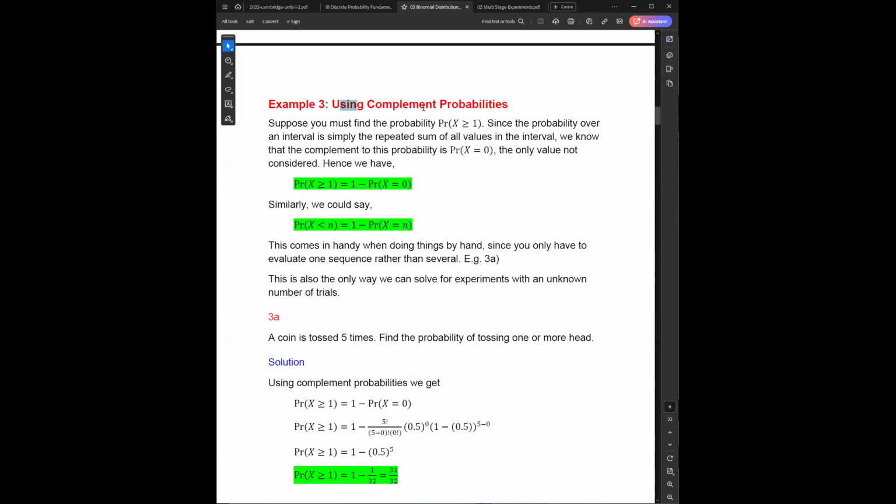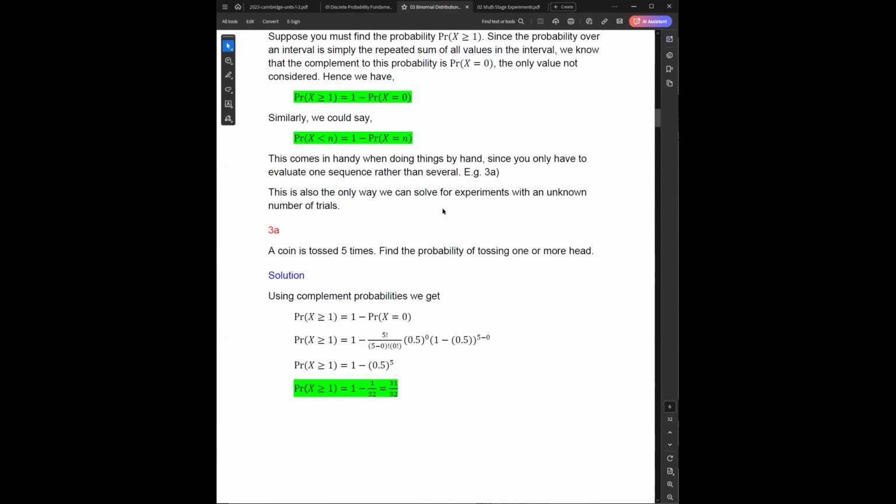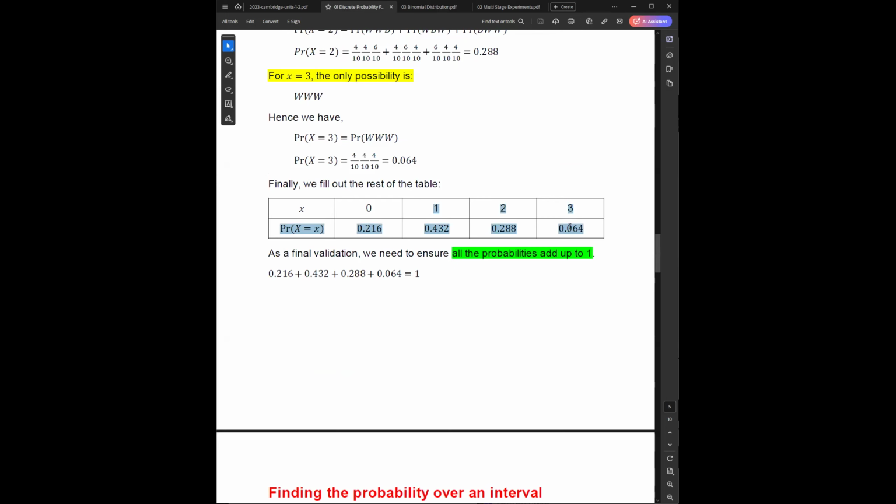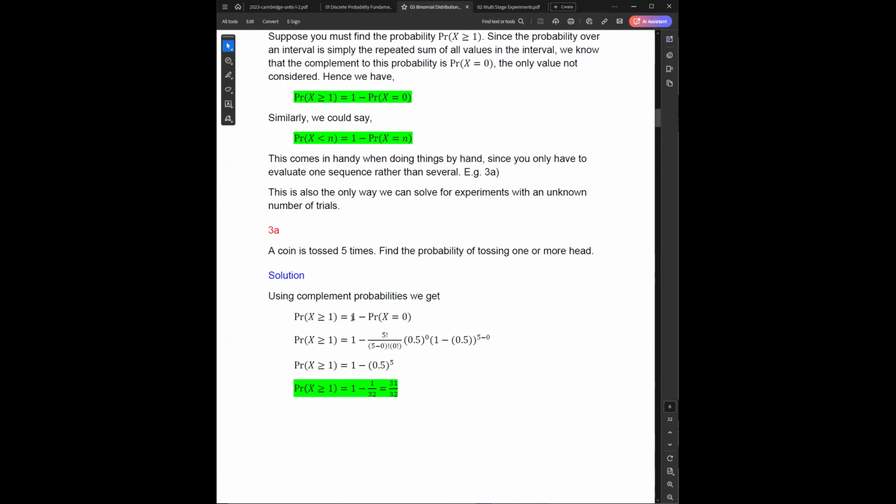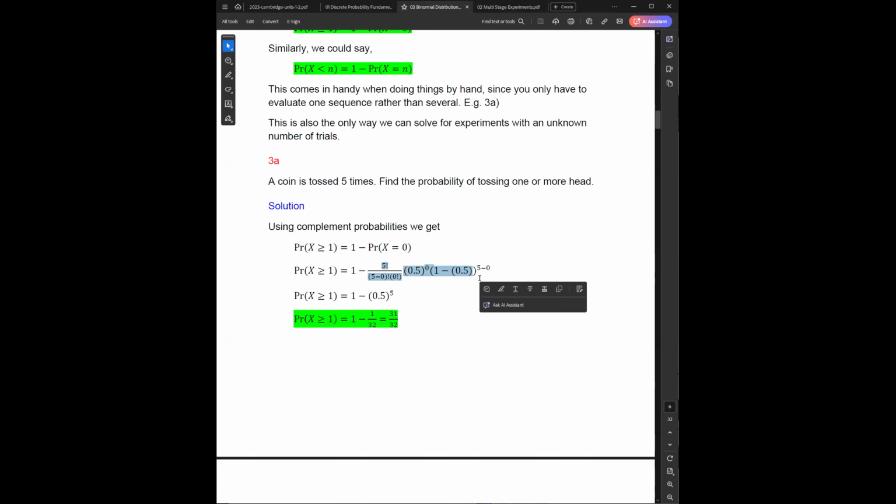Back to what I was saying before, using complement probabilities. That can be advantageous because it can cut out the number of times you have to solve the Bernoulli sequence. Like this one here, it's saying probability of tossing one or more head. Normally that would mean you have to do x equals 1, x equals 2, 3, 4, 5. But you can use complement probabilities instead. You can just do 1 minus the x equals 0, and that works the exact same way as discrete did, right? So all you would do is calculate one Bernoulli sequence instead of 4 of them. A lot nicer.